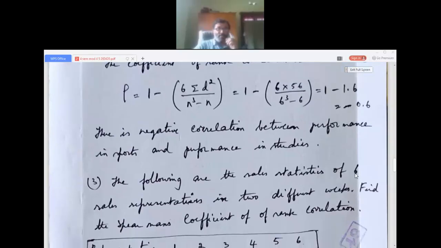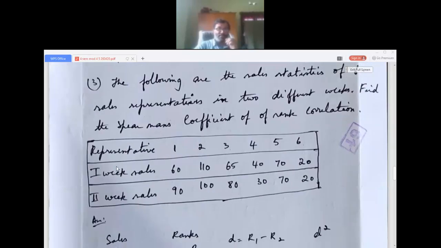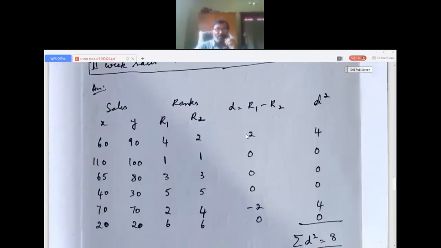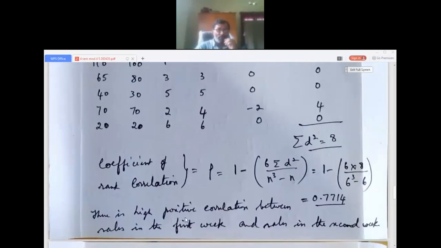The next problem, you can see, is the sales statistics of sales representatives. There are 6 representatives, first week sales and second week sales. Here the rank is not given. We find out the rank, find D as R1 minus R2, then sigma D squared and calculate. We get a high positive correlation.